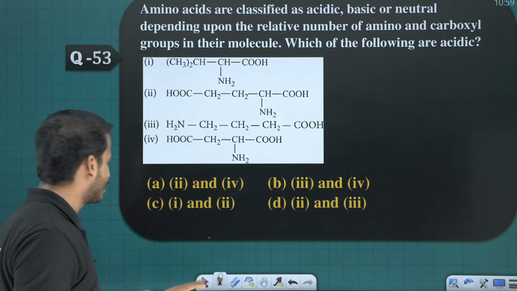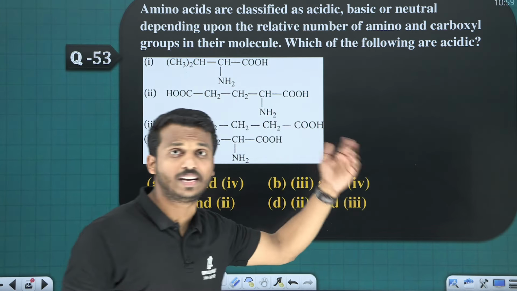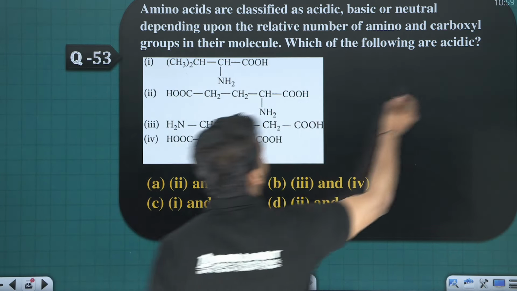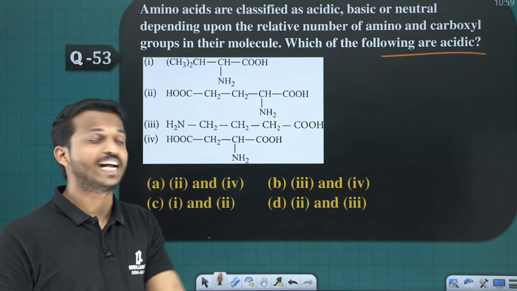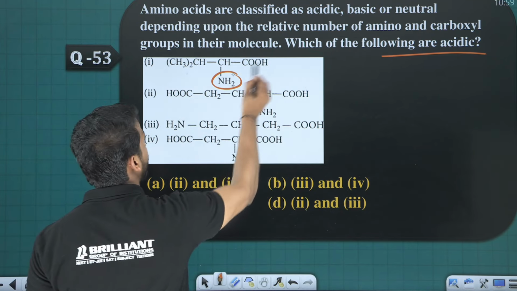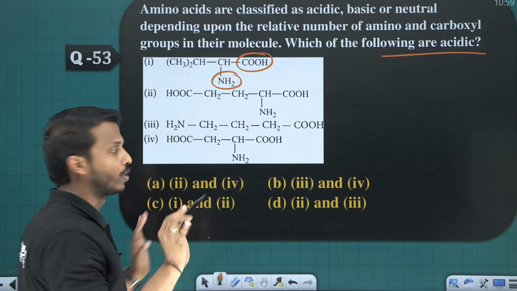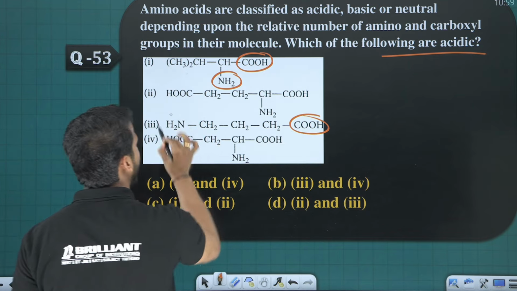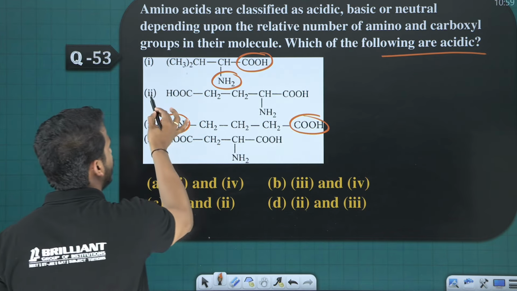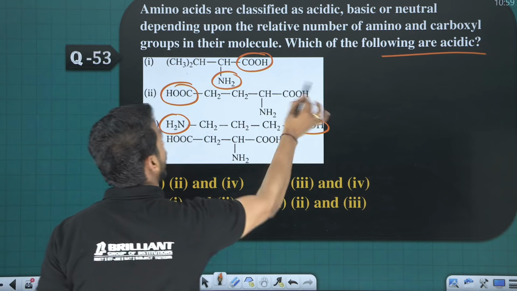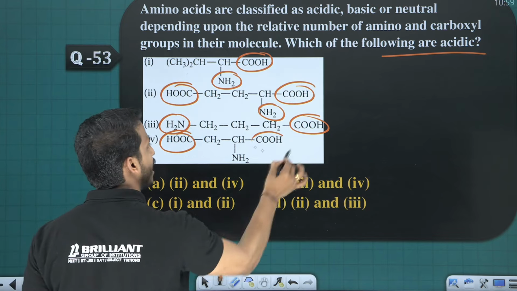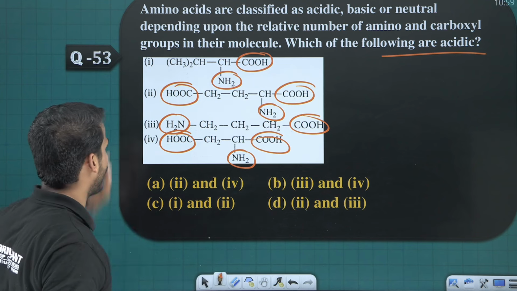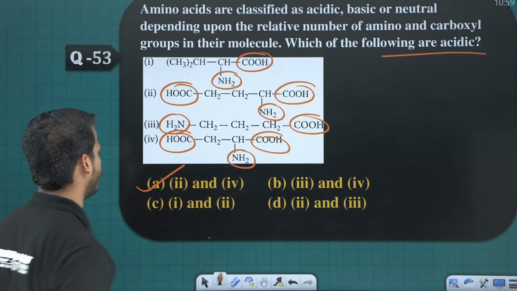Amino acids are classified as in this question, which we already discussed before. Which of the following are acidic? Acidic means they contain more acid groups. Here you see one amine, one acid, so it is neutral. Here also one acid, one amine, neutral. But you see 2 and 4 have 2 acid groups and only one amine, so they are acidic.